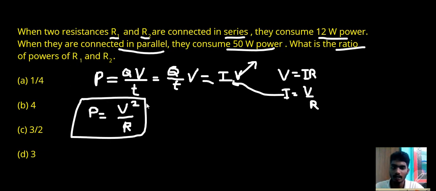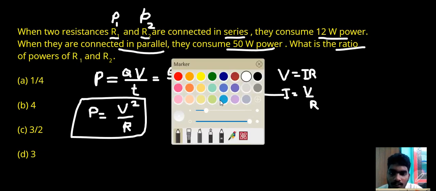Now, for R1, the power consumed by R1 is going to be P1, and the power consumed by R2 is going to be P2. Let us consider this to solve the question. So continuing the question, just changing the marker right now.